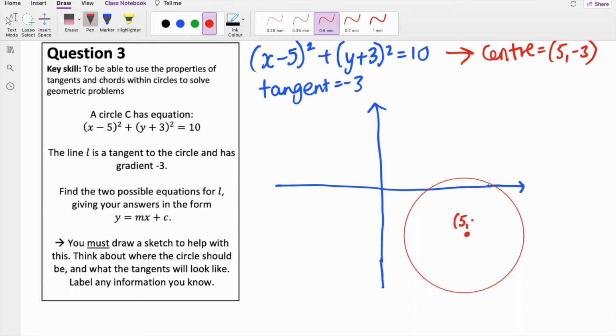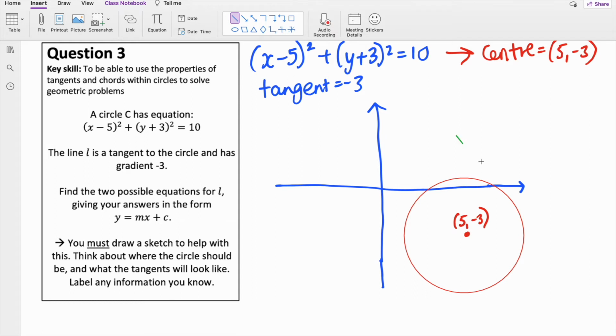as the coordinate. A tangent is a line that touches a circle at one point, and it has a gradient of -3. So my straight line is not going to have a positive gradient. Its gradient is negative, so it's going in the downwards direction. If it doesn't go through the circle and only touches at one point, I can have two possible tangents. I can have one over here with a gradient of -3, and I can have the same gradient of -3 on this side of the circle.